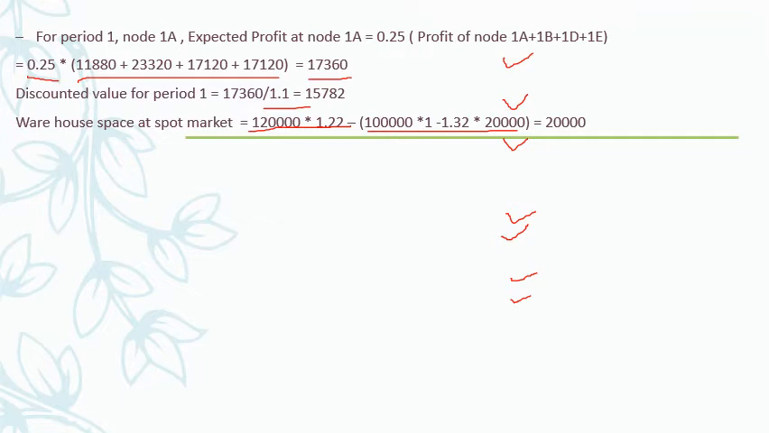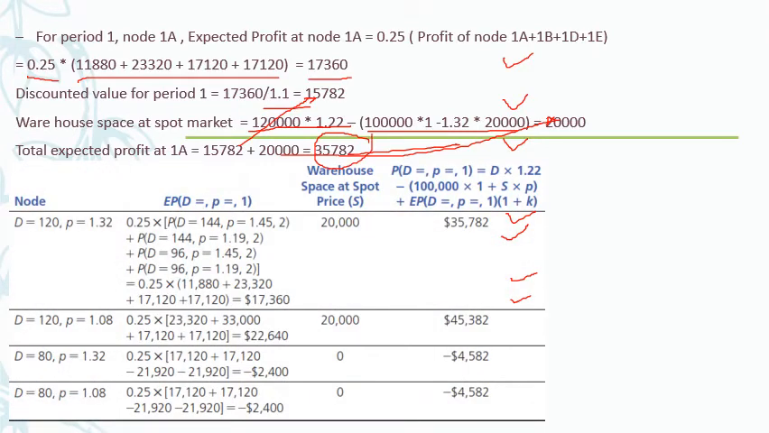So what is the actual profit at 1A now? You have to add these two, which are these 15,782, this and this. When you add these two, you will get 35,782. Similarly, 35,782 has been obtained here. You can cross verify it. Similarly, all nodes' expected profit is calculated.